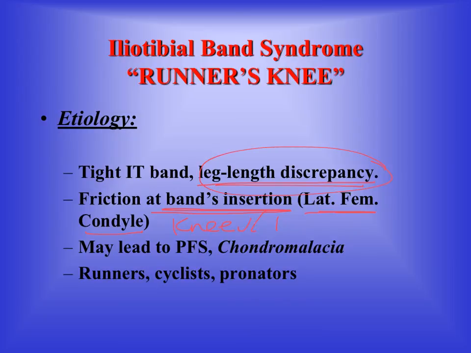Now, if you have a tight IT band, it's a lateral structure. So it could potentially lead to patellofemoral syndrome because of the maltracking that it might cause on the patella. And then essentially, if that patella is tracking laterally and it's wearing away on the lateral condyle, it could lead to bone softening or chondromalacia. You most commonly see this pathology in your runners, number 1, cyclists, and then last but not least, your pronators.